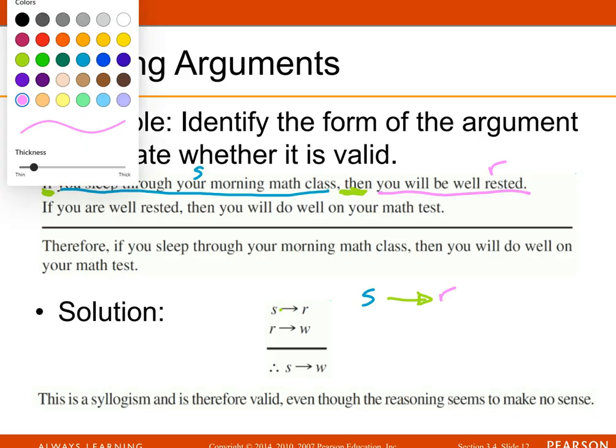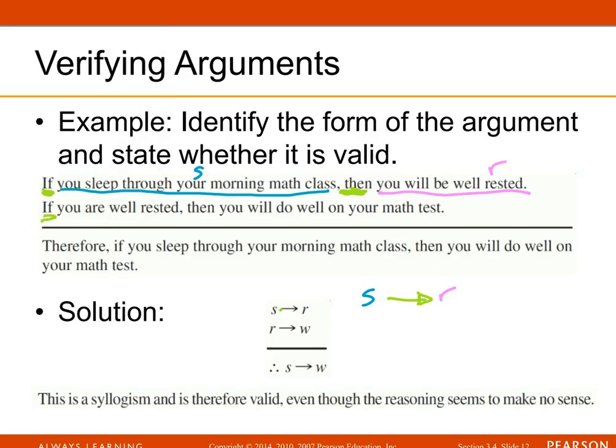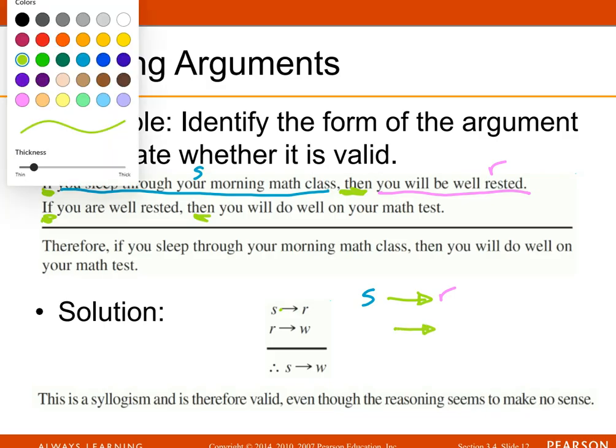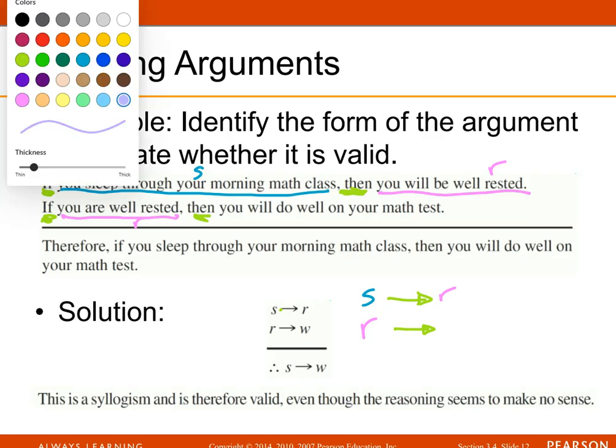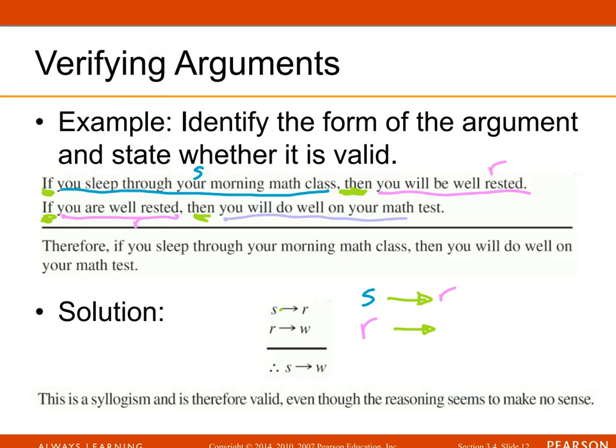And then they give you another if then. So I'm going to have another if then. And now it says if you are well rested, that's an R, so R goes here, then you will do well on your math test. So they used W for doing well on your math test.